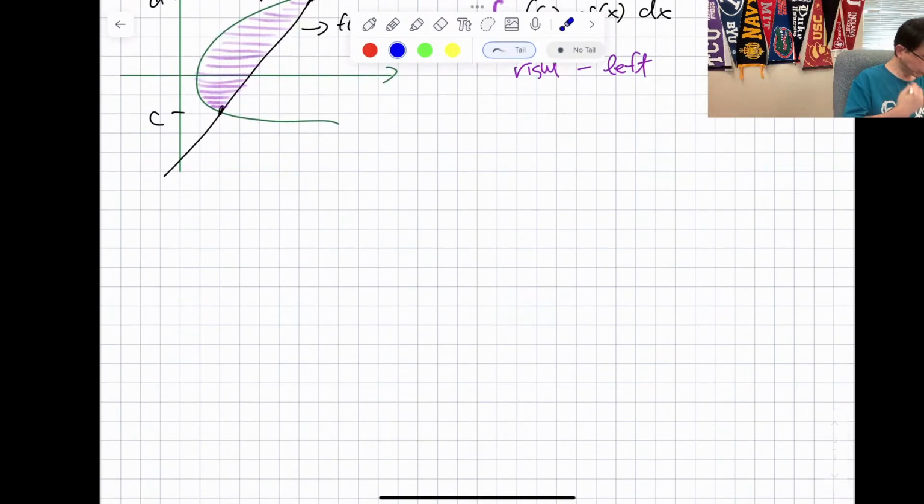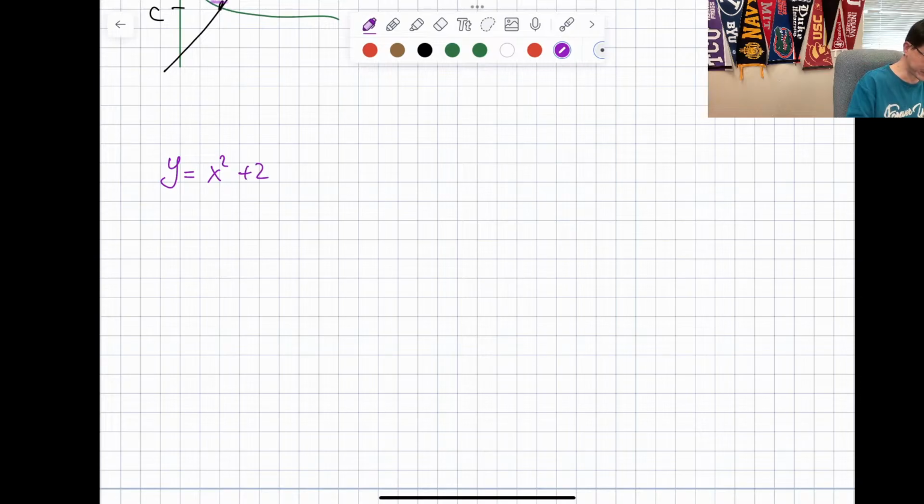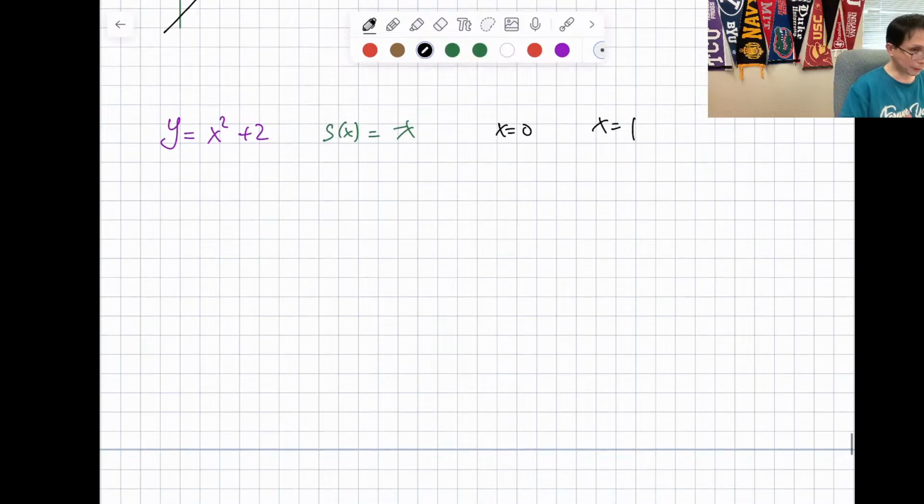Now, we're going to learn to also sketch the graph. Here the question says y equal to x squared plus 2, and g of x is equal to negative x, and then x equal to 0, x equal to 1. Can you graph this bounded region? And also, can you attempt to find the area?